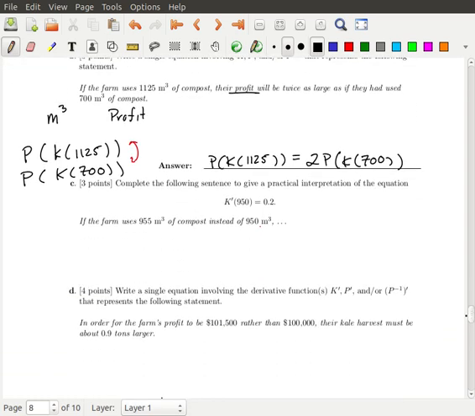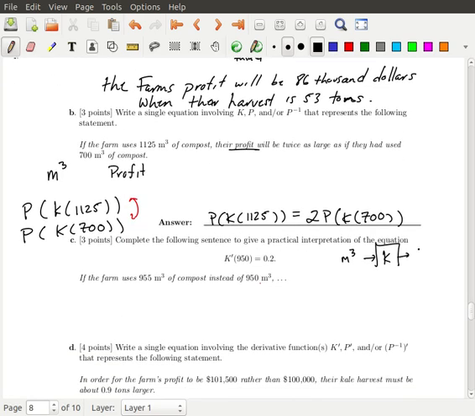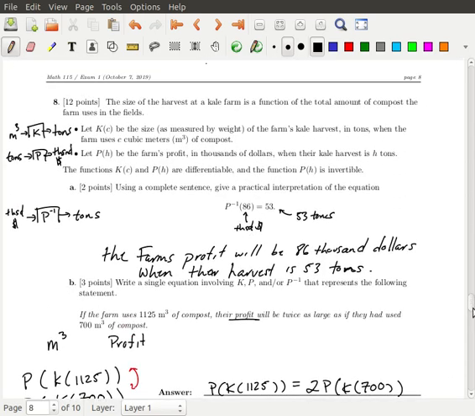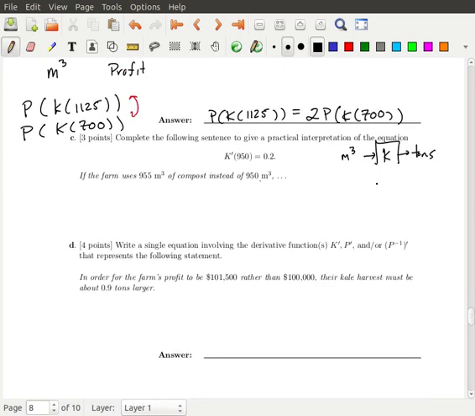Part C, complete the following sentence to give a practical interpretation of the equation K prime of 950 equals 0.2. And then the sentence is, if the farm uses 955 meters cubed of compost instead of 950 meters cubed of compost... I'm going to say this is all about units as well. K, the original K, takes in how much compost? Meters cubed of compost. It produces tons of kale. Okay, so that's the original function.